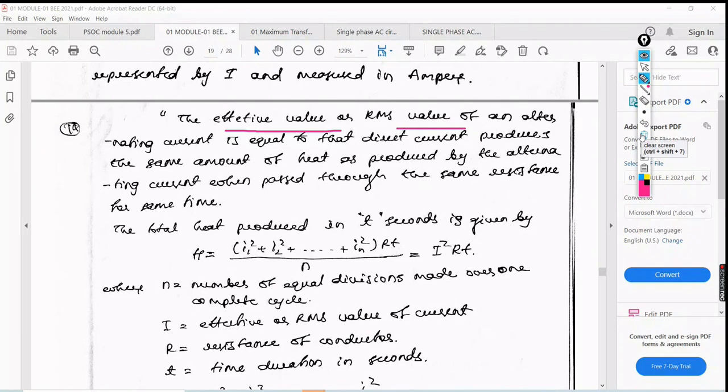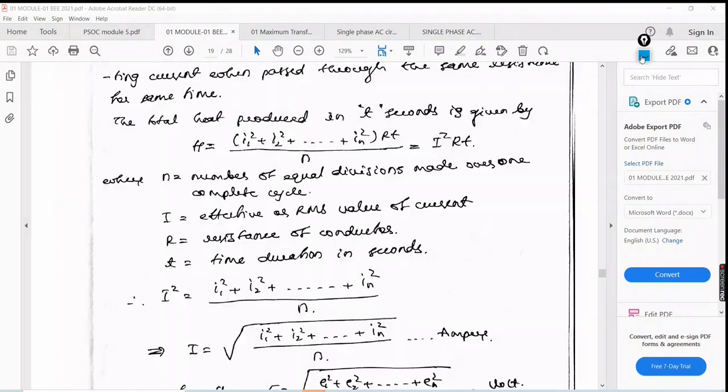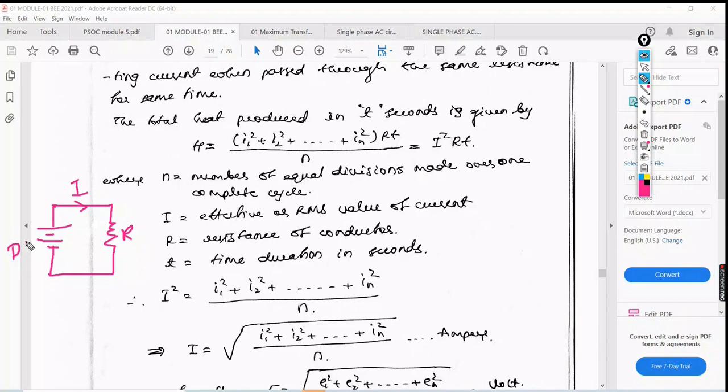For this, I am going to consider one circuit. One element which has some resistance is connected to a DC power supply, which will offer a closed circuit and cause a current I to flow through it. Whenever I provide a DC power supply, according to Joule's law, it produces heat I square R for a particular time.